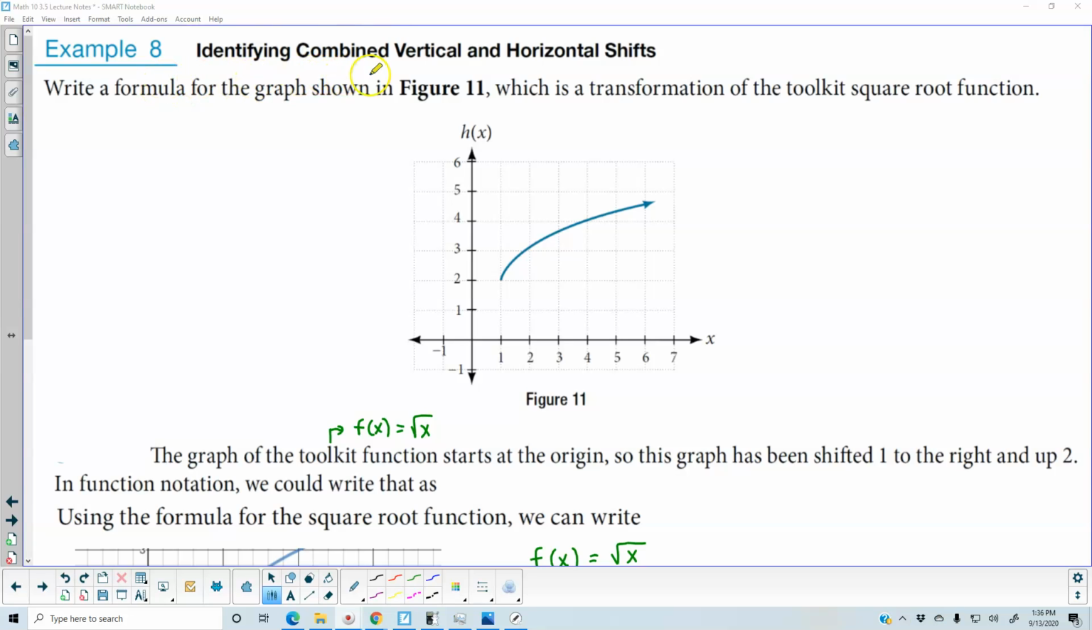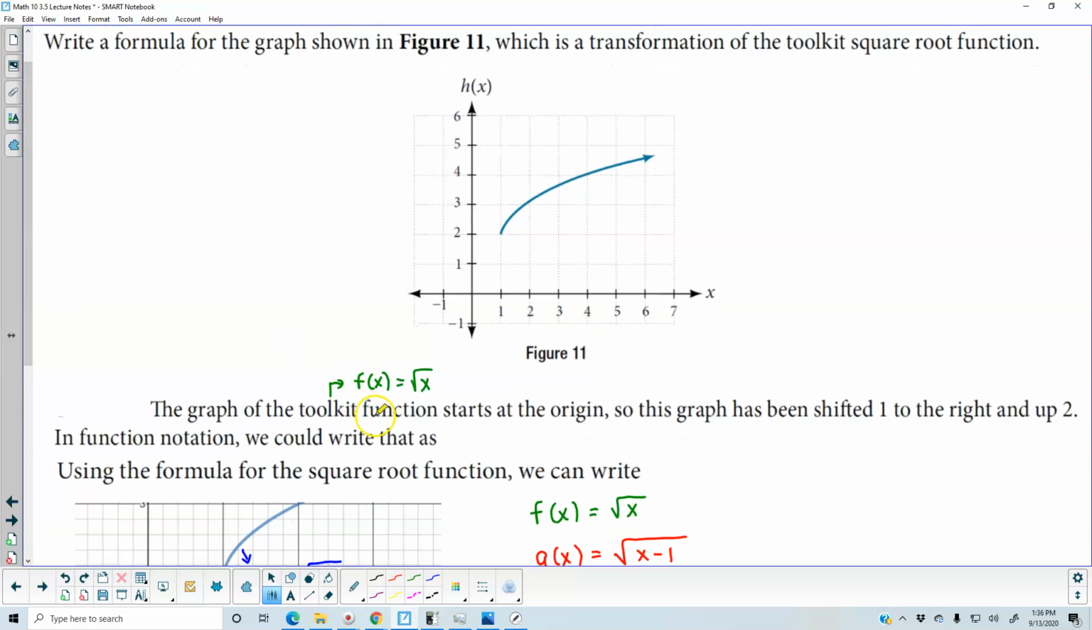Example 8, identifying combined vertical and horizontal shifts. We want to write a formula for the graph shown in figure 11, which is a transformation of a toolkit square root function. The graph of the toolkit function, f of x equals the square root of x, starts at the origin. So this graph has been shifted 1 unit to the right, and then we can see up 2 units. So if it starts at the origin, we move to the right and then up 2.